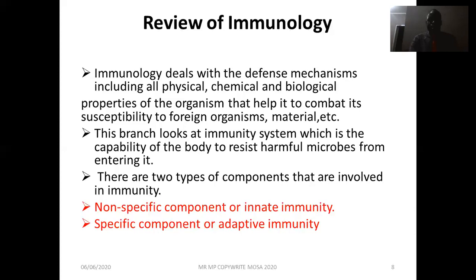There are two types of components that are involved in immunity. One, the non-specific component or innate immunity. Then the second one is the specific component or adaptive immunity. So these are the two types of components that are involved in immunity, and we'll have a look at them one by one.